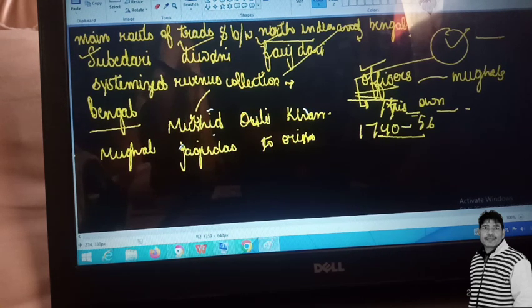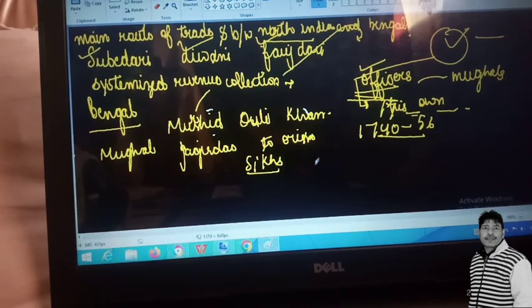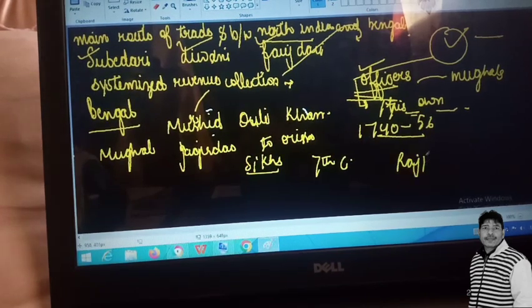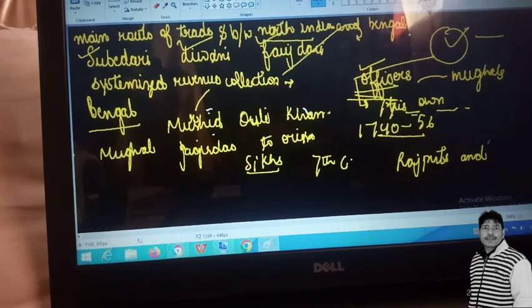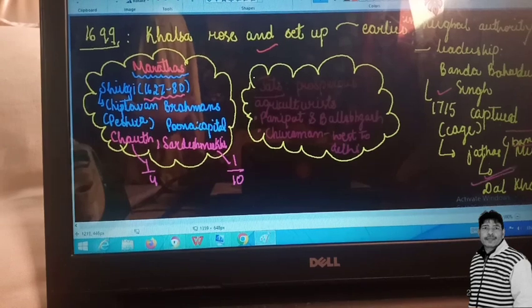Now let's come to the Sikhs. Sikhs organized themselves into a political community in the 17th century. They fought many battles against the Rajputs and Mughals, and in 1699 the Khalsa was set up by the Sikhs. Earlier, Sikhs were organized against Mughal authority under the leadership of Banda Bahadur Singh. In 1715 he was captured in a cage, and later on they organized themselves into Jathas and Misls, which were the bands of Sikhs. Later on they combined their forces into the Khalsa.